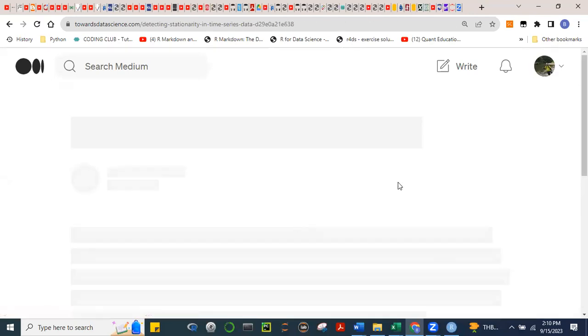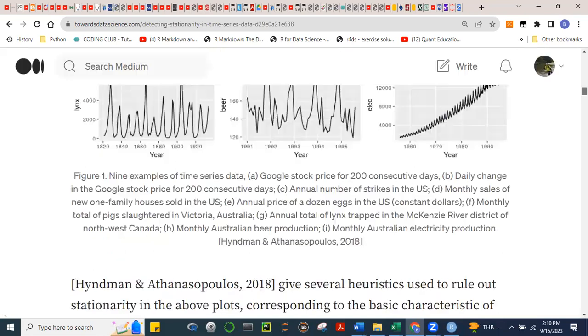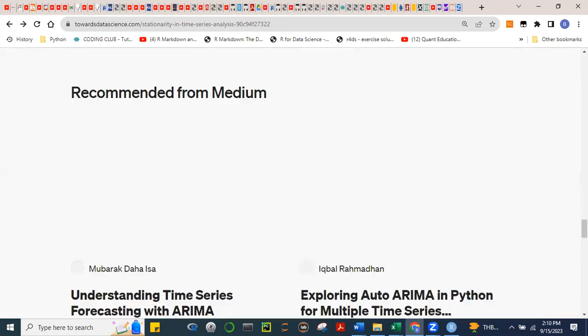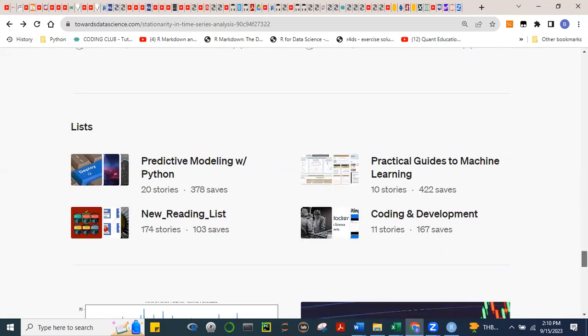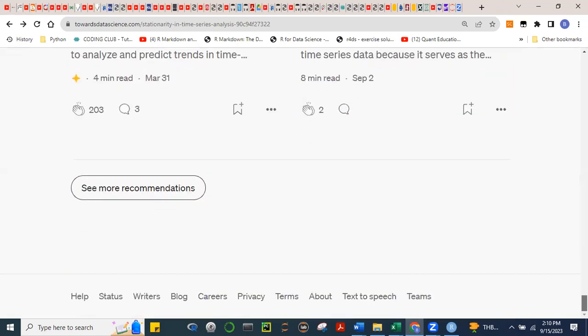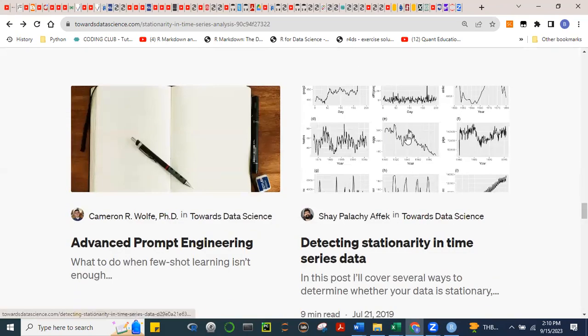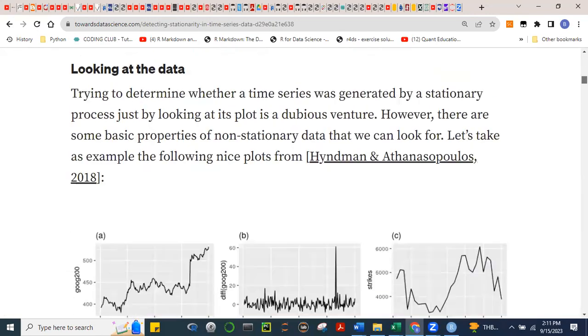Maybe this one. Here. Okay, I click the plots. I should have used this, no? There are plots here. I saw the plot a while ago. Here. Okay, you can click this. And then this one gives us detecting stationarity in time series data.